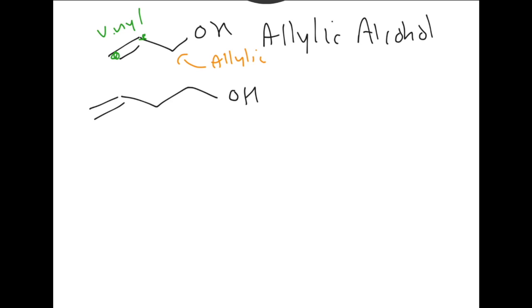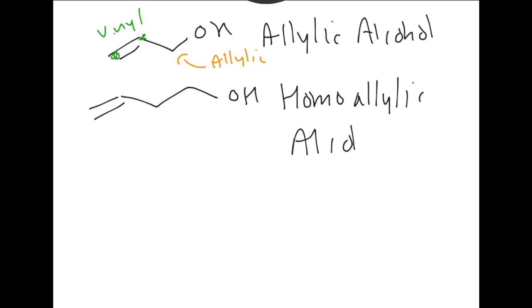So way back in Organic 1, one of the first things I taught you was that when you go from butane to pentane, they differ by a CH2, right? And I said those were homologs. They're part of a homologous series where you just add a CH2. So this is a homoallylic alcohol, where the difference from an allylic alcohol is there's an extra CH2 between the allylic carbon and the alcohol.